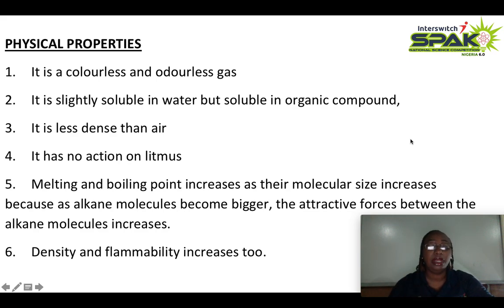The melting point and the boiling point increase as molecular size increases, because as alkane molecules become bigger, the attractive forces between the alkane molecules increase. This is not peculiar only to alkanes. It's with other homologous series. As you go down the series, their RMM, relative molecular mass, gets bigger, and this leads to a lot of things for them. We'll be seeing some questions that will come later on. Then the density and flammability increase as well, because they have more carbon, so they become more dense and more flammable.